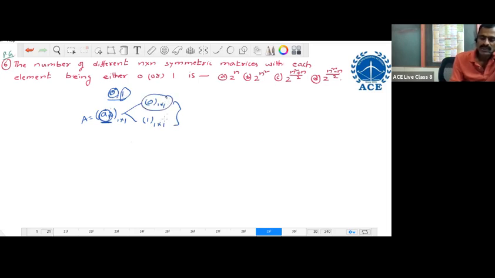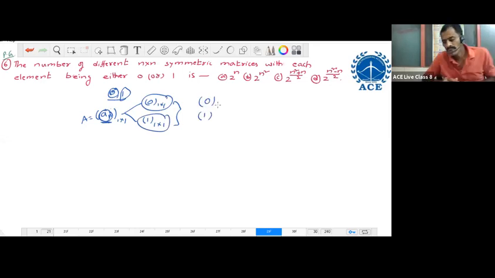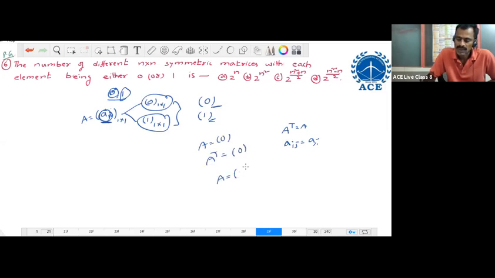Check whether these two are symmetric or not. First matrix is 0, other matrix is 1. The condition for symmetric is A transpose equal to A, or Aij equal to Aji. But for first order matrices, every first order matrix is symmetric always. If A equals the matrix, then taking the transpose we get the same matrix. That is why every first order matrix is symmetric.